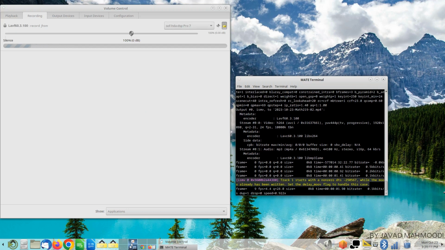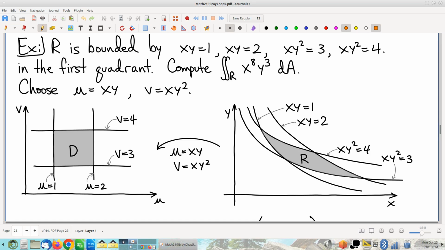Okay, so here we go. Next example. So we were doing change of variables last time. This is a seemingly weird and manufactured example, but it's not.